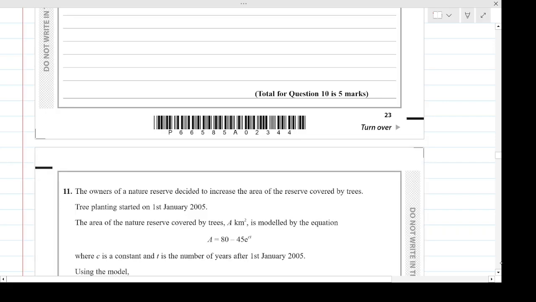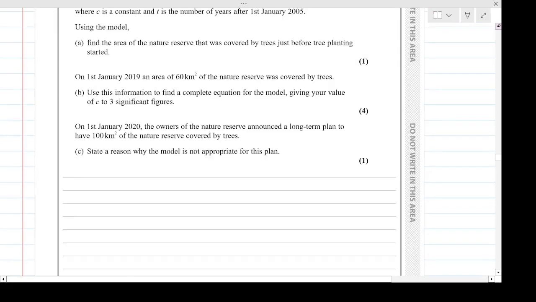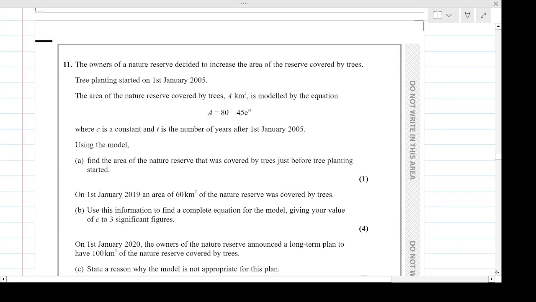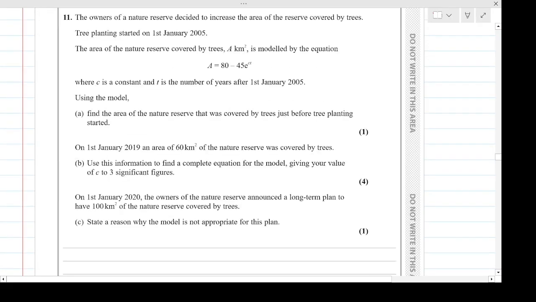Right. So okay, we've got this question now. We're told the owners of a nature reserve decided to increase the area of the reserve covered by trees. Trees started being planted on the 1st of January 2005. The area is in kilometers squared, C is a constant, and t is the number of years. So literally all I'm doing is underlining the units and the variables. I can figure anything else out if I need to as we go along.